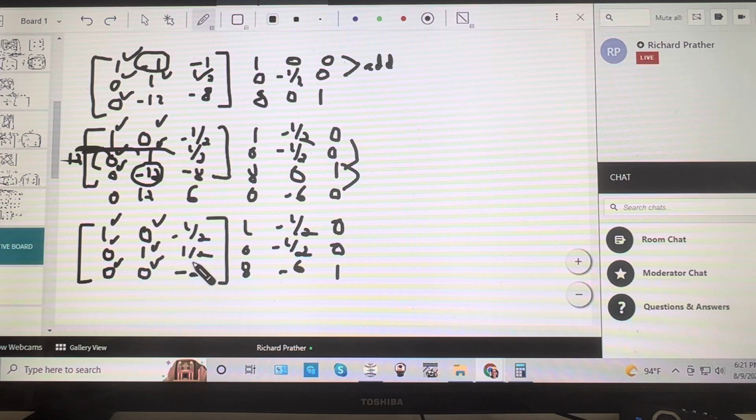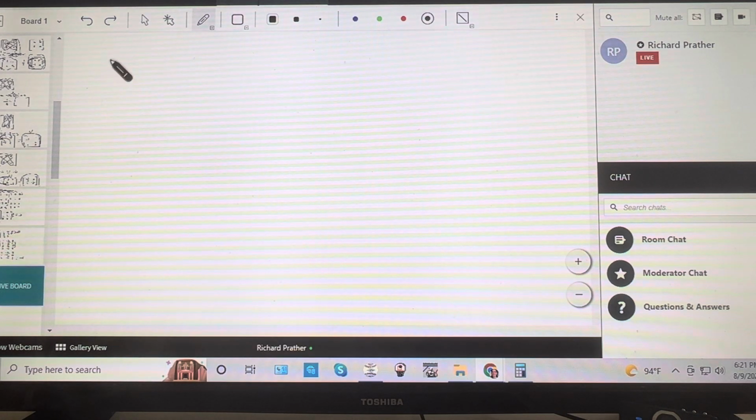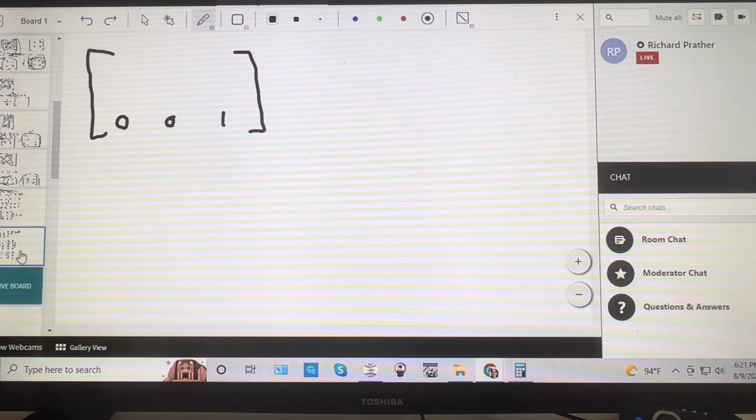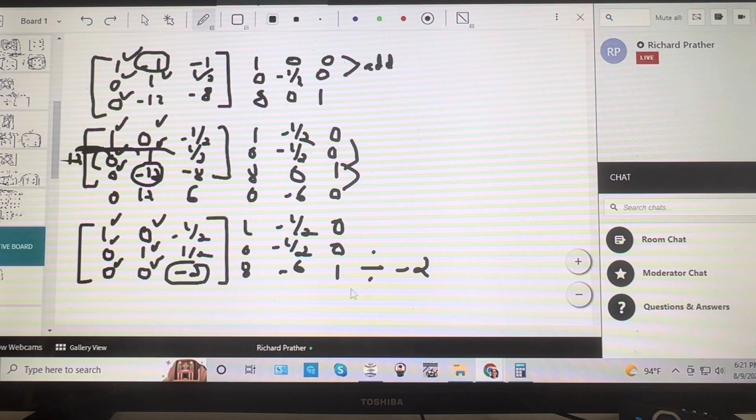So next we need this to be a 1. And it's easier to get 1s than getting 0s. You just divide everything in that row by whatever it is. Anything divided by itself is 1. So -2 divided by -2, that'll turn that into a 1. And 0 divided by anything is 0, so these zeros are not going to change. The new bottom row is going to be 0, 0, 1. 8 divided by -2 is -4.